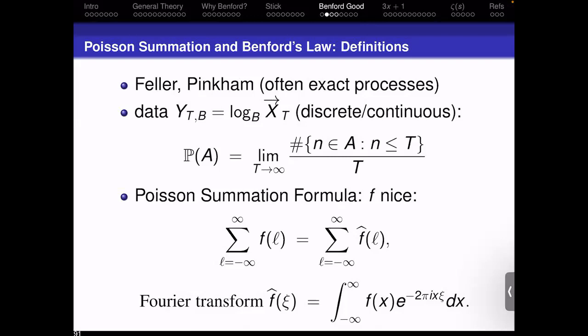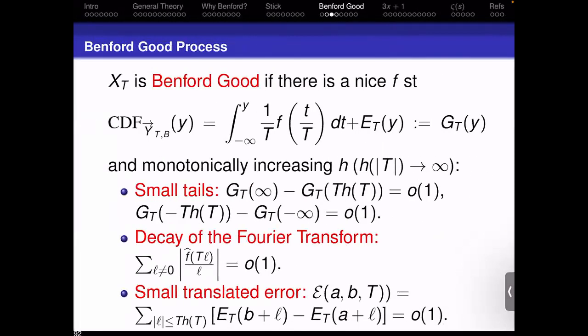And so if we have some kind of discrete process, we might want to count, how often does n lie in some set A? Maybe A will be the set of integers leading to a first digit of 1, or maybe it'll be the set of indices leading to a significand that's at most x, something like that. And I want to ask, what fraction of the time does this happen? So, the key ingredient is going to be Poisson summation. So if our function f is nice, the sum of f over the integers is the sum of f hat over the integers. And we'll say that our initial process is Benford good if the following conditions hold.